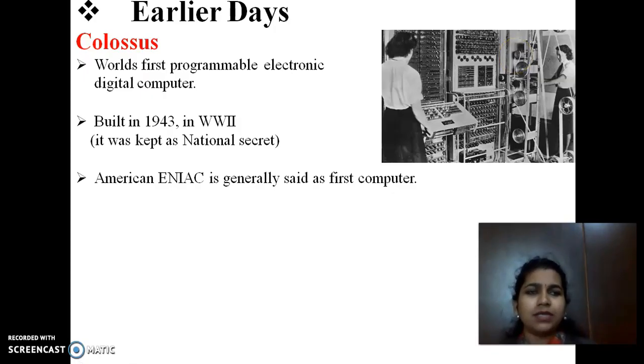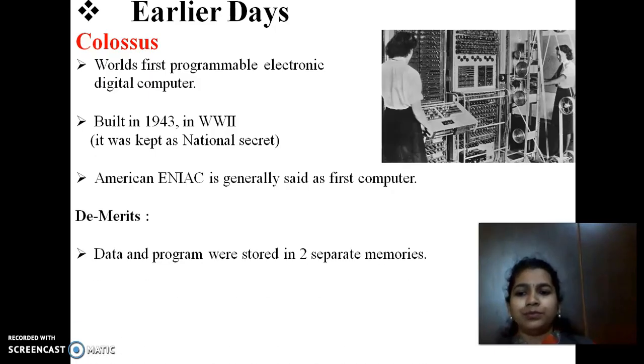Now, if you see the basic history of the computer, you will always find that the American ENIAC is generally said to be the first computer. But prior to that, Colossus was invented, but it was kept as a national secret. Why was it kept as a national secret? Because it was used in World War II. There were certain demerits of Colossus.